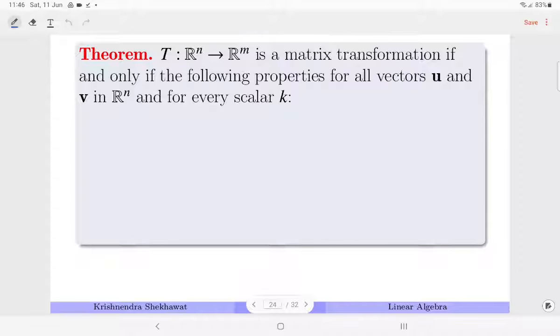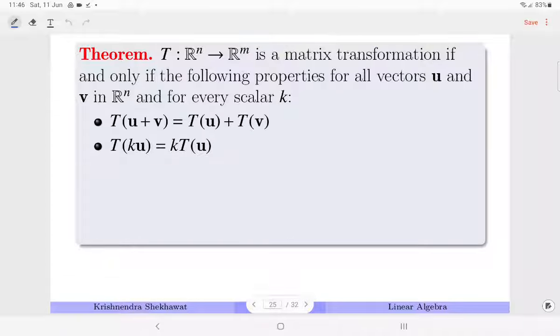So we are going to introduce the following theorem, which says that T from R^n to R^m is a matrix transformation if and only if the following properties hold. The properties are T(u + v), where u + v is a vector addition between u and v, should be equal to T(u) + T(v), and similarly T(k·u) = k·T(u).